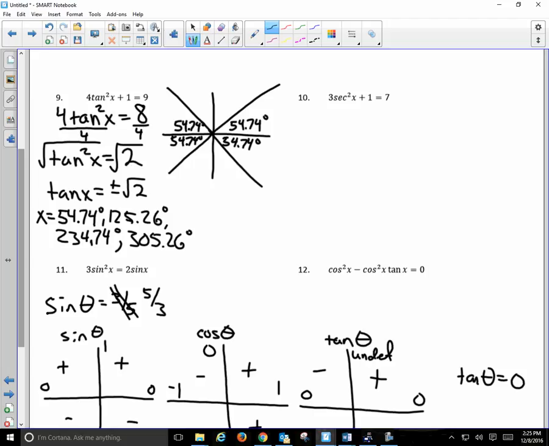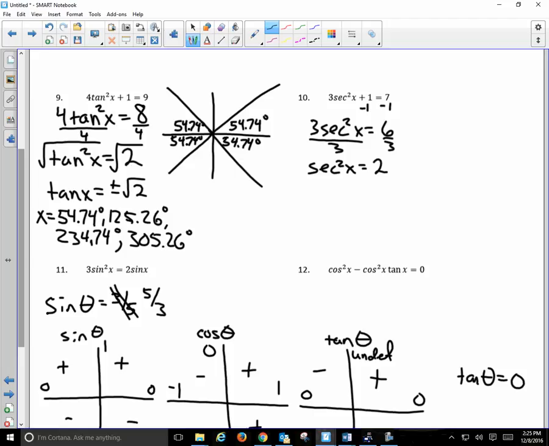Okay, we move to this one, then we'll move to your worksheet. What do I do for number 10? Subtract 1. 3 secant squared is equal to 6. Divide by 3. Secant squared of x is equal to 2. Do I have a secant button on my calculator? I don't.